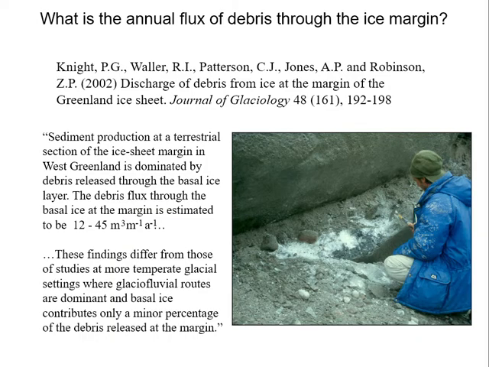In particular, I'm going to pick up a question that we left off the end of our previous session on, which was, well, what is the annual flux of debris through the ice margin? How would you measure that? So we're talking about the fact that glaciers produce debris. They release that debris into the proglacial environment. Some of it gets stored at the ice margin, for example, in moraines or in ice marginal lakes. And some of it, either immediately or after a delay, is released into the distal proglacial environment.